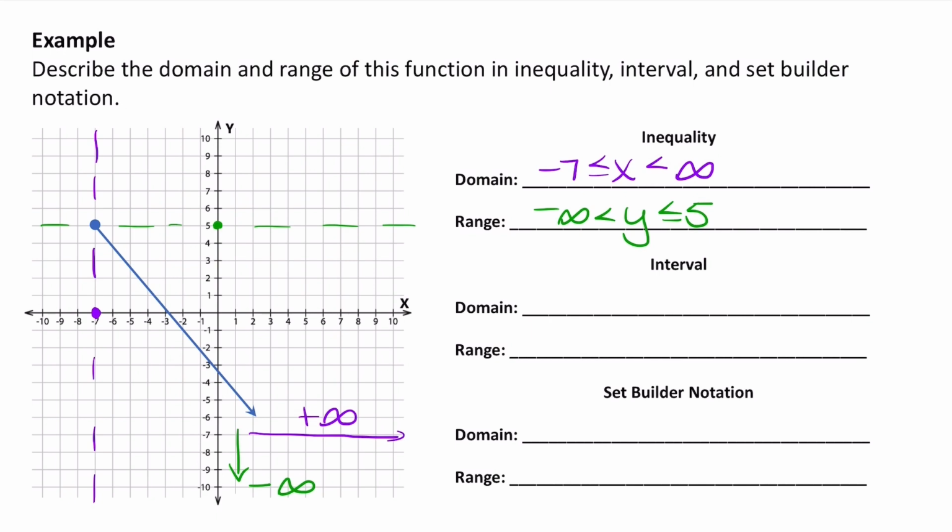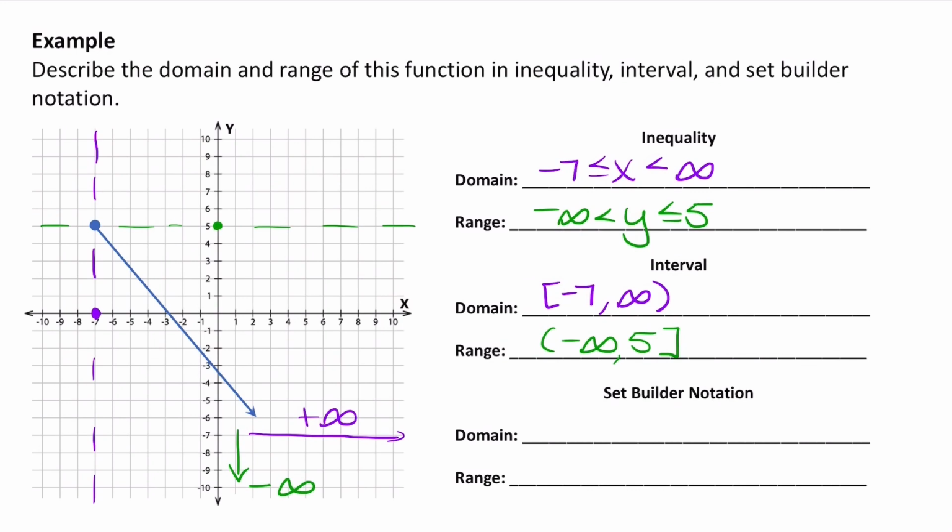So if I write these inequalities as intervals, I have a square bracket at negative 7. And remember, infinity always has an open parentheses with it. And then the range is going to go open parentheses at negative infinity, and then I'm going to have a square bracket at 5. In set builder notation, this domain is going to be all x such that x is greater than or equal to negative 7. The range is going to be all y such that y is less than or equal to 5.